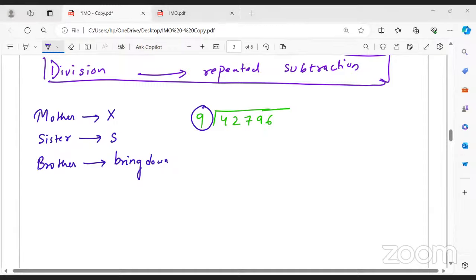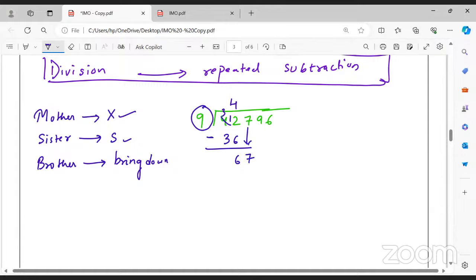Can she divide 9 with 4? 9 divided by 4 is not possible, right? So we are going to take a 2-digit number, which you must be aware of. So 9, how much should we take? 9 fours are 36. Now after this, mother, sister is going to subtract. So move to the next door and get 10 more. I got 6. Again, after sister, who does the work? Brother. Brother will bring 7 down.